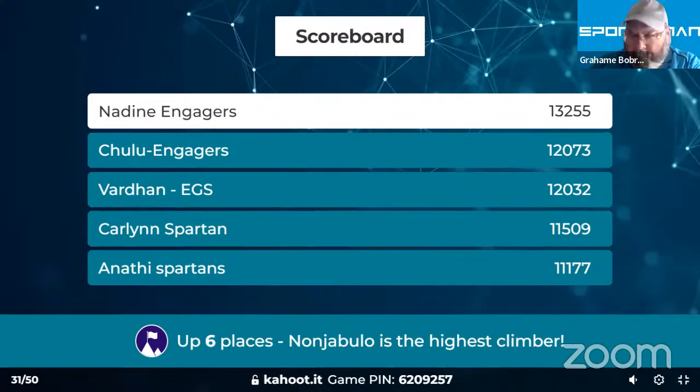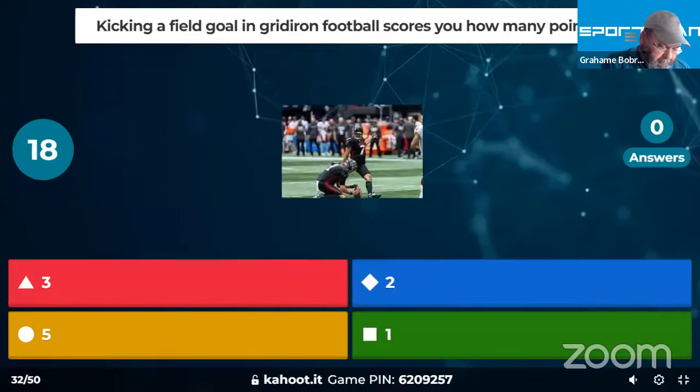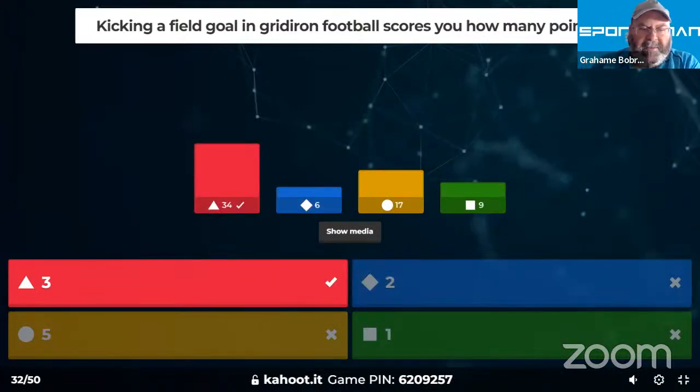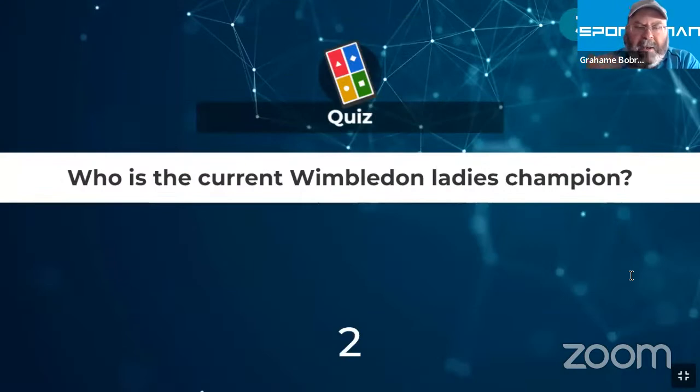Here we go with number 32. Kicking a field goal in gridiron football scores you how many points? Three is the correct answer. 34 of you getting it correct. And Varden seems to have taken over from Chulu there. Spartans not out of it yet. Question 33. Who is the current Wimbledon ladies champion?